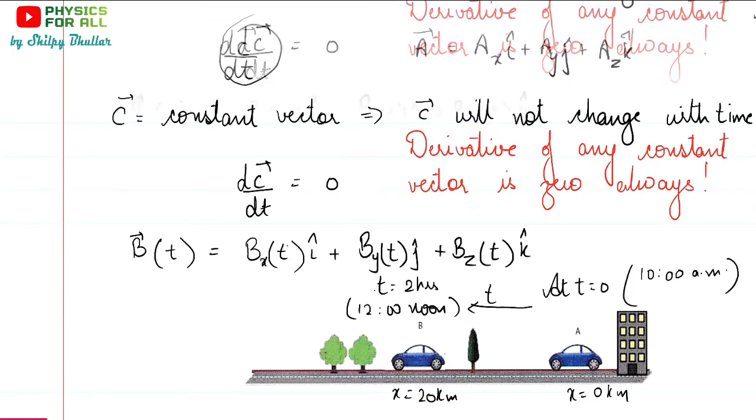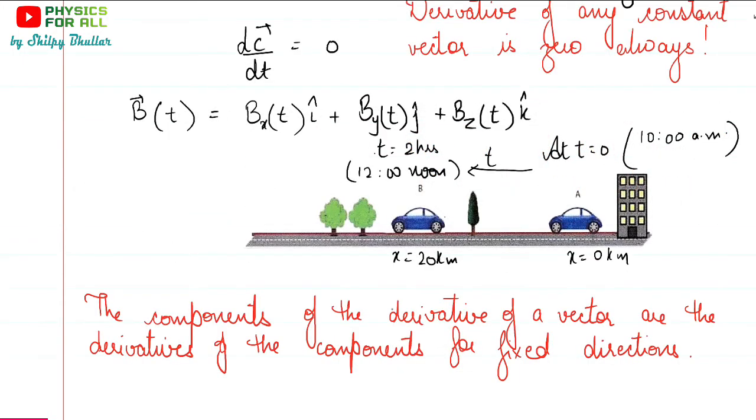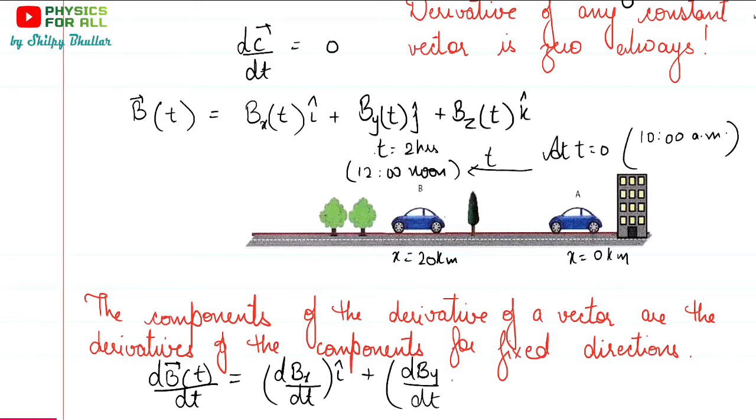So that's why we say that the components of the derivative of a vector are the derivatives of the components for fixed directions. That means if there is a vector b which depends on t, then all of its components would depend on t, and if we have to find the derivative of b with respect to t, then separately we would take the derivative of all the components with respect to t, because all the components individually depend on time. This is the final expression.